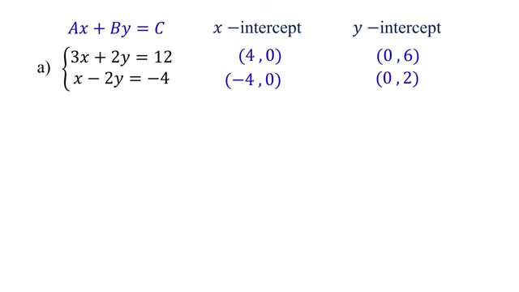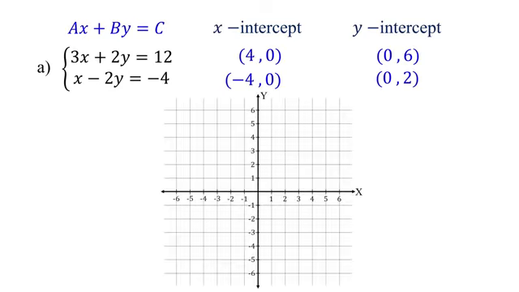Now that we have our intercepts for both equations, the next step is to plot them on a graph. For the first equation, plot the x-intercept, which is at (4, 0), and the y-intercept, which is at (0, 6). Then connect the 2 points with a straight line. This line represents the first equation. For the second equation, plot (-4, 0), which is the x-intercept, and (0, 2), which is the y-intercept. Then, connect them with a straight line. This is the line of the second equation. The intersection point of these two lines, which is (2, 3), is the solution to the system of equations.